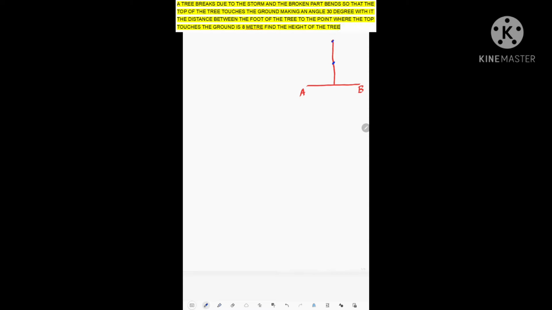D is the point. C is the base of the tree. D is the point from where the tree is broken due to the storm. E is the top point of the tree, from where it touches the ground at E. Now, let me show in another figure how the tree breaks.